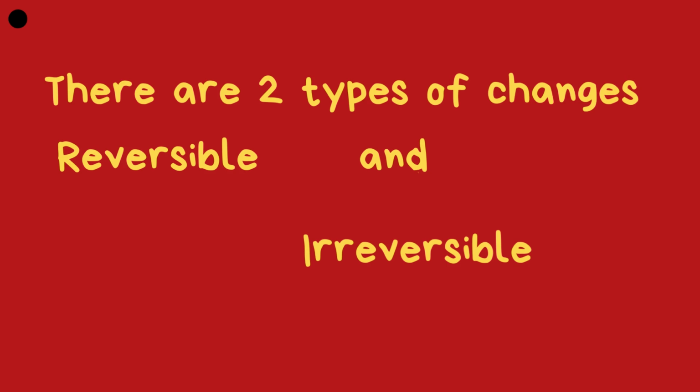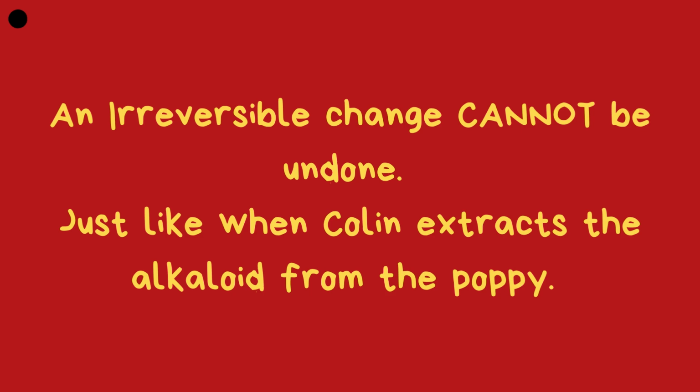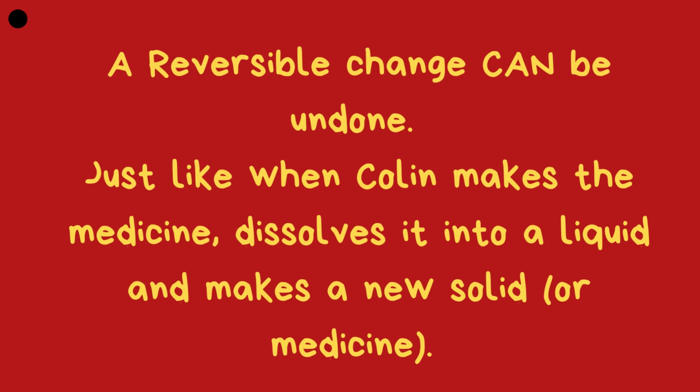Let's recap what we learned. We learned that there are 2 types of changes, reversible and irreversible. We learnt that an irreversible change cannot be undone. An example of this is when Colin extracts the alkaloid from the poppy plant. We learnt that a reversible change can be undone, and an example of this is when Colin has made the medicine, dissolves it into a liquid, and makes another solid or medicine to make it cleaner.